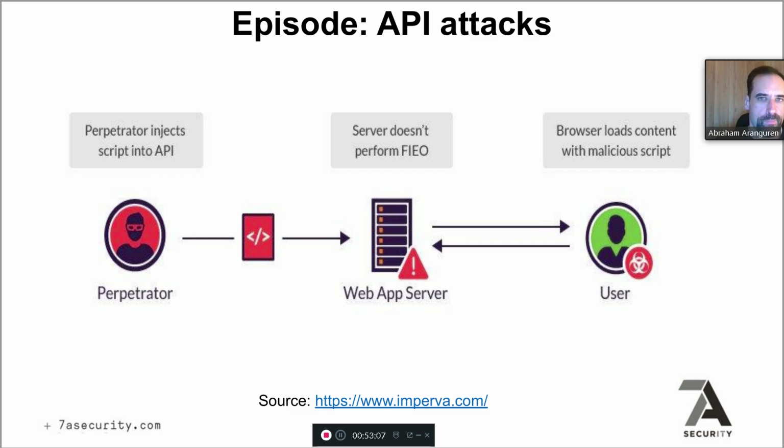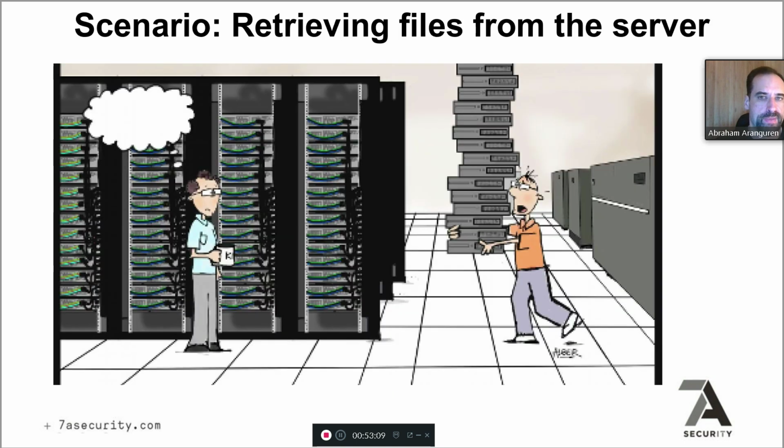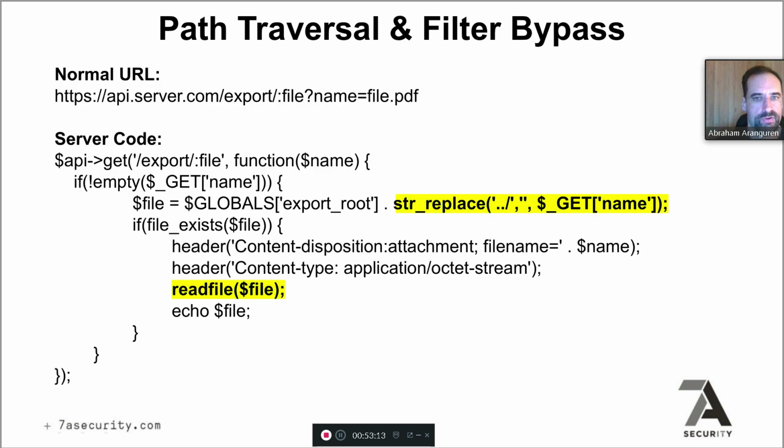Now, this wouldn't be complete without talking a little bit about API attacks. So let's see a couple of examples. Retrieving files from the server is a very classic attack, where a developer believes that replacing dot dot slash with nothing is going to prevent path traversals.